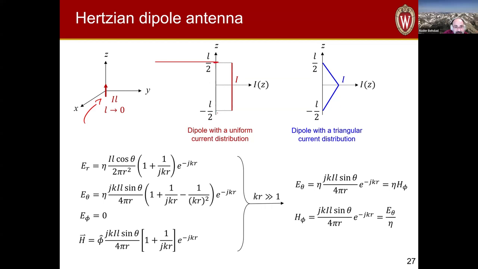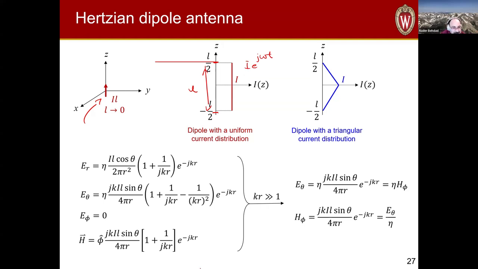So let's say the antenna length is L, going from negative L over 2 to positive L over 2 along the z-axis. We assume that we have a uniform current distribution, and this current, by the way, is I e to the j omega t. And then we go ahead and calculate the fields radiated by this antenna.